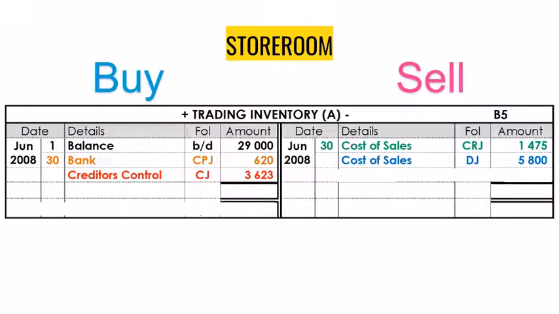But we are not done yet. You have to balance this account at the end of the month to show the owner what is the value of the trading inventory that we have left in our storeroom when the next month starts, which in this case will be July 2008. So what you do for balancing, there are 4 steps.